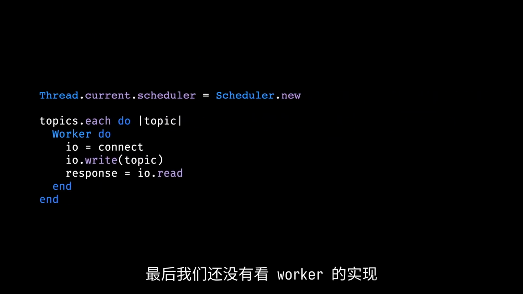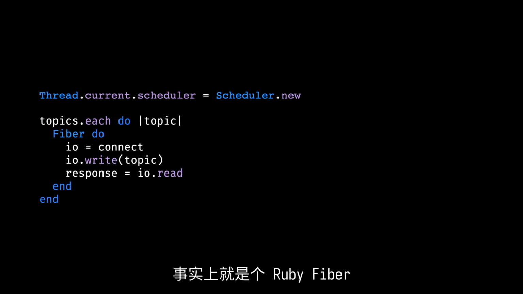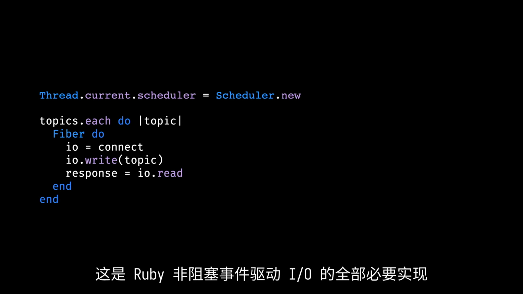Finally, we have not revealed the implementation of worker. It is in fact nothing more than a Ruby fiber. While the practical implementation has a few more internal details, this is, essentially, the entire implementation of non-blocking event-driven I/O for Ruby.